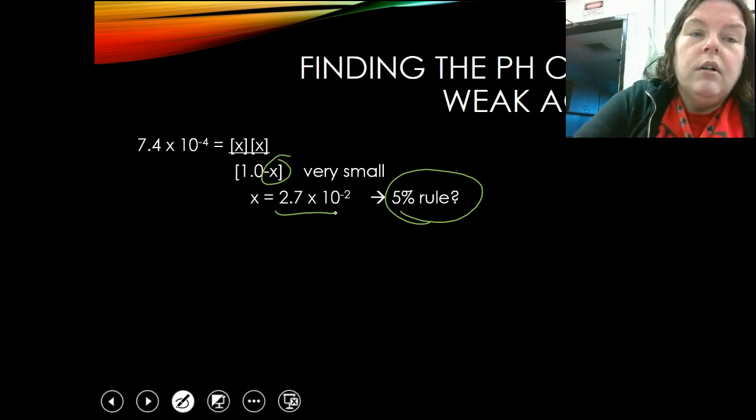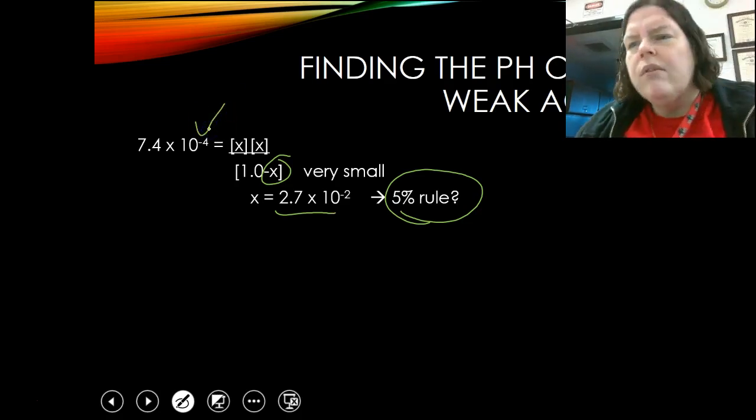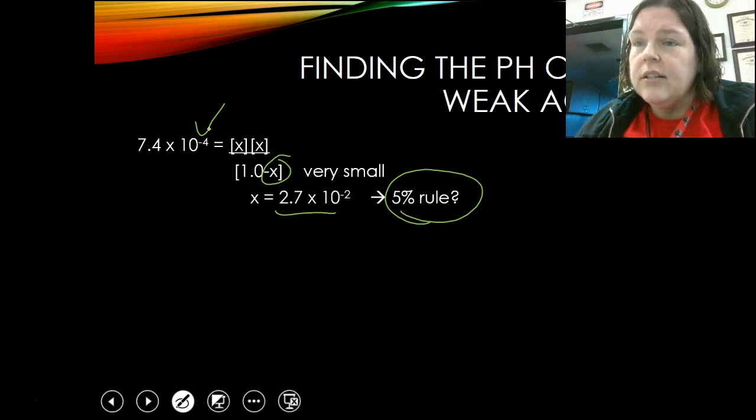The lower the exponent, the better that assumption is. That means the lower the error you get. But you can assume it's okay for Ka values that are times 10 to the negative 4th or smaller. Anything else is too great, and you're going to have to solve things a little differently.